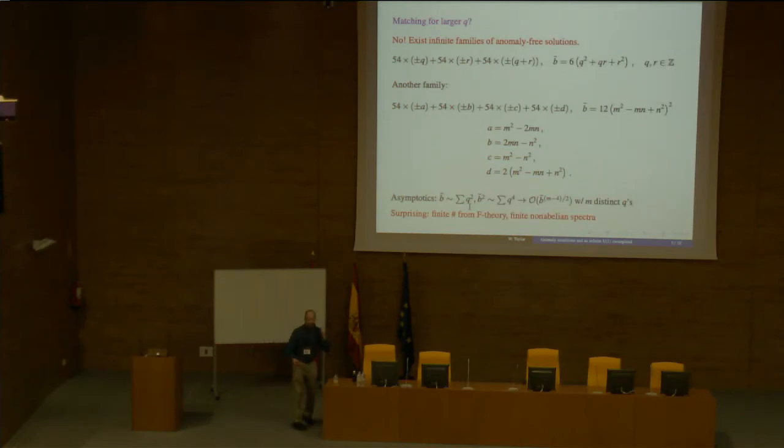So we have expanded infinite families, and the asymptotics of the equations suggest that these infinite families will just get bigger and bigger as the number of distinct charges goes up. So we have a very badly divergent number of solutions of the anomaly equations.